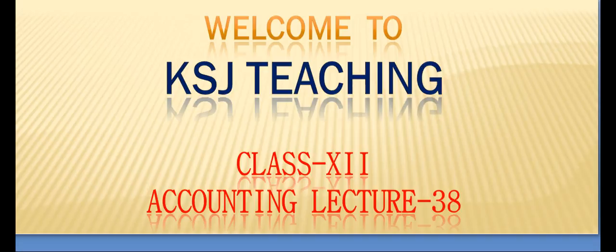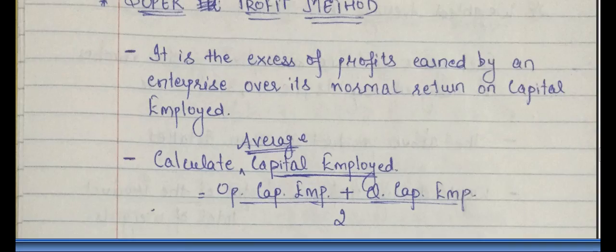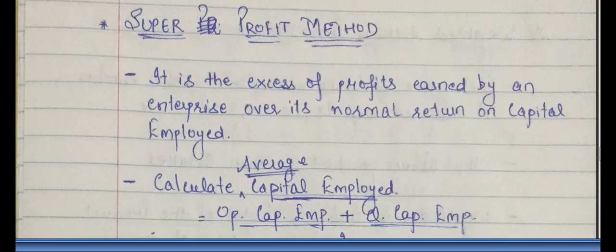Hello friends, in the last lecture we were discussing the super profit method for valuation of goodwill. The super profit method is the excess of profits earned by an enterprise over its normal return on capital employed. Whatever is the normal rate of return in the market and what we are actually earning, the difference between the two is super profit. Super profit means the earnings are actually more than the expected return, right?